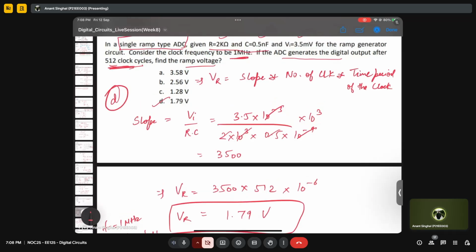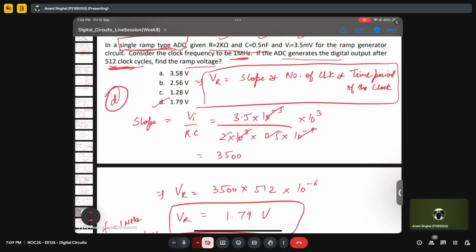Again, this is a straightforward formula question. I'll not go into the theory. You can do that in the theory lectures given by Professor Shantanu.